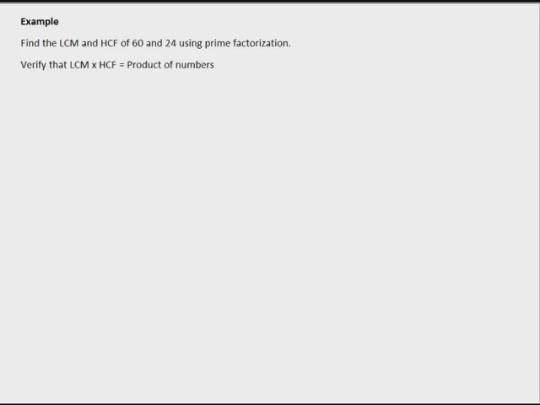Let's look at one more example. Find the LCM and HCF of 60 and 24 using prime factorization. Let's see how factoring into primes makes this entire exercise neater. Firstly, I have to factor the numbers 60 and 24 into primes. Let's do our factor tree. 60 is 2 into 30. 30 is 2 into 15, and 15 is 3 into 5. So the prime factorization of 60 is 2 square into 3 into 5.